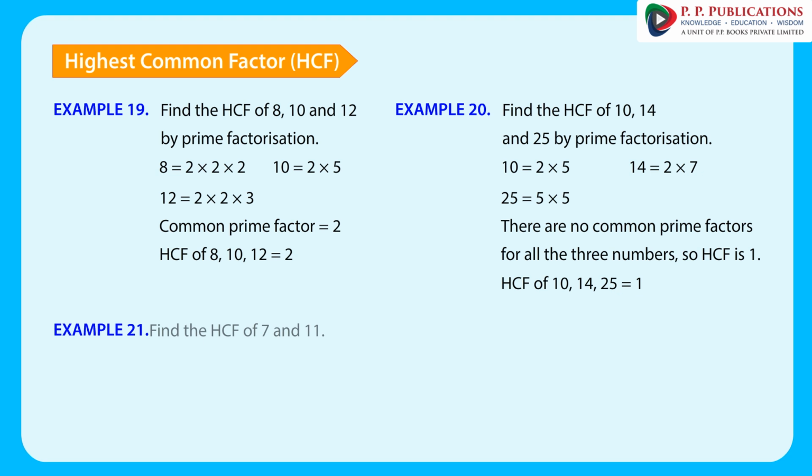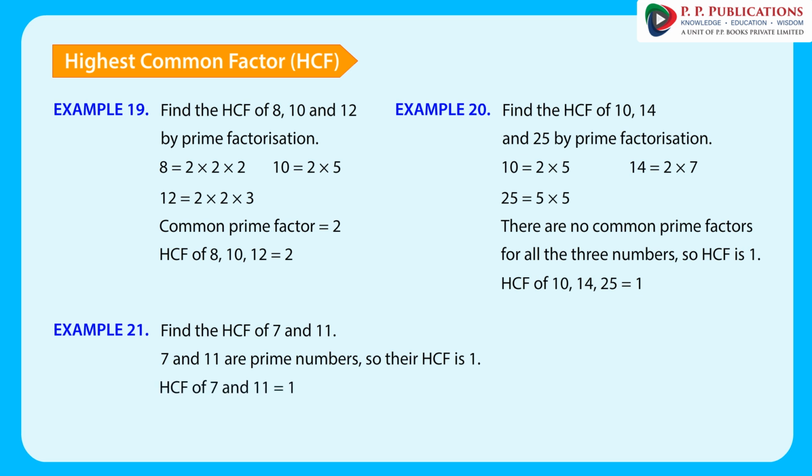Example 21. Find the HCF of 7 and 11. 7 and 11 are prime numbers, so their HCF is 1. Therefore, HCF of 7 and 11 equals 1.